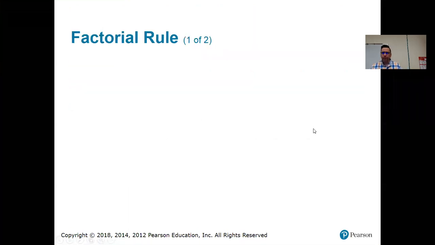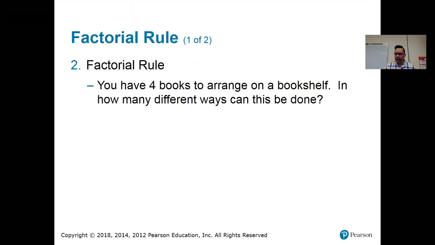Okay. The next counting rule is called the factorial rule. This is a special case of the multiplication counting rule. All right, so my tired old cliche example for this is you have 4 books to arrange on a bookshelf. And the question is, how many different ways are there to arrange the books? I don't have 4 books within reach right now, so I'm going to pretend that these are books.